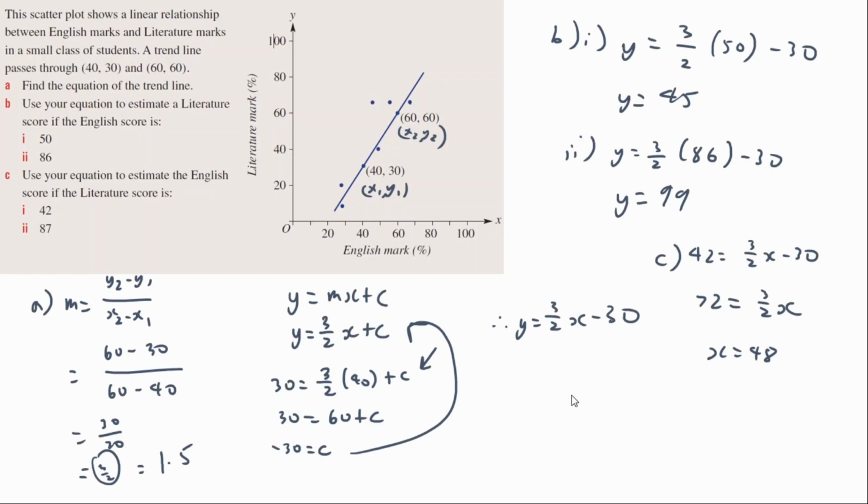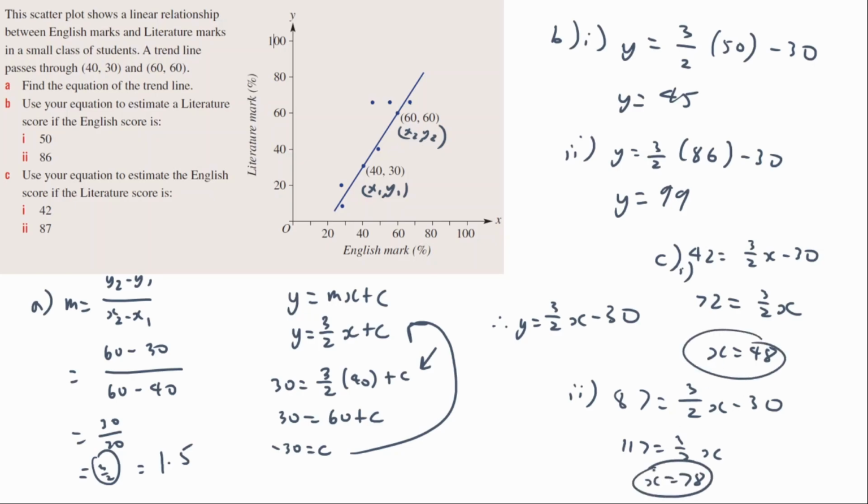And part 2 of that question, so that was part 1. Part 2, exactly the same thing, we're substituting 87 this time. Gives me 87 equals 3 over 2x minus 30. Add 30 to both sides, that gives me 117 equals 3 over 2x. And once you work that out, your predicted English score will be 78. Just make sure you're writing those answers out in words though.